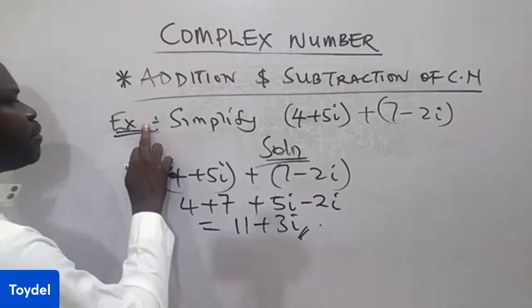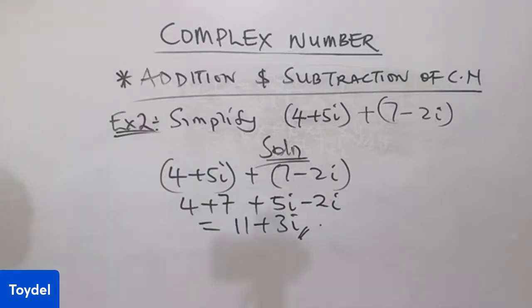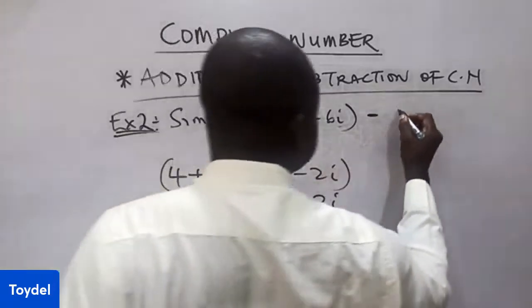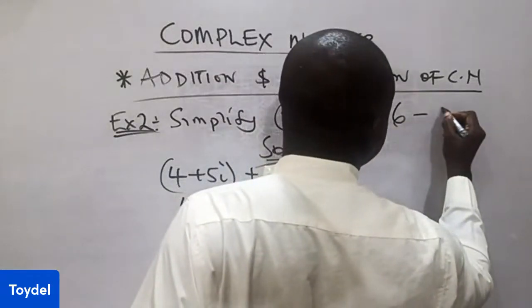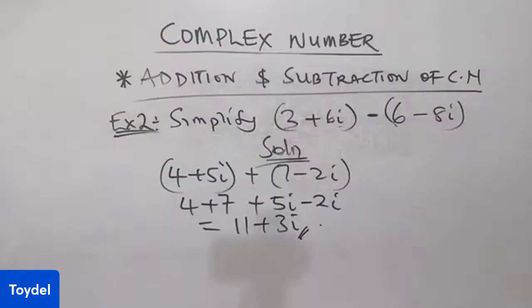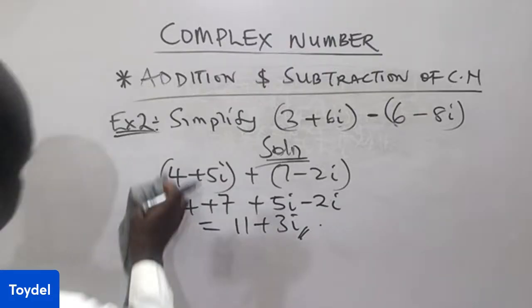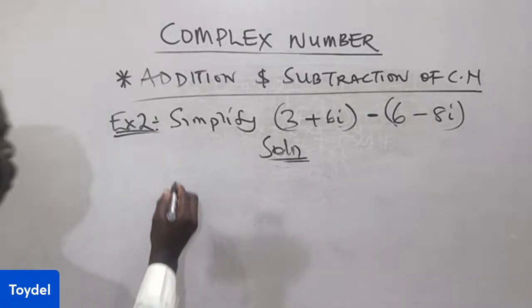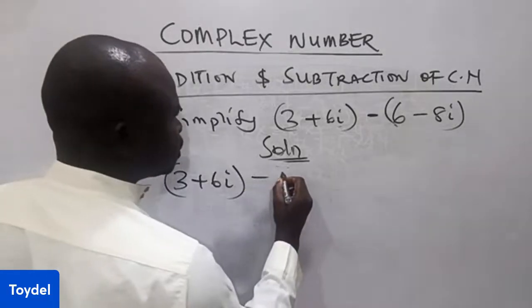So let's take another example on subtraction. That is when we subtract two or more complex numbers from each other. So what are we going to get? That is the second question. Let's say we have 3 plus 6i minus 6 minus 8i. So in this case, example 2 is under subtraction. So how do we subtract two complex numbers? We have 3 plus 6i minus 6 minus 8i.